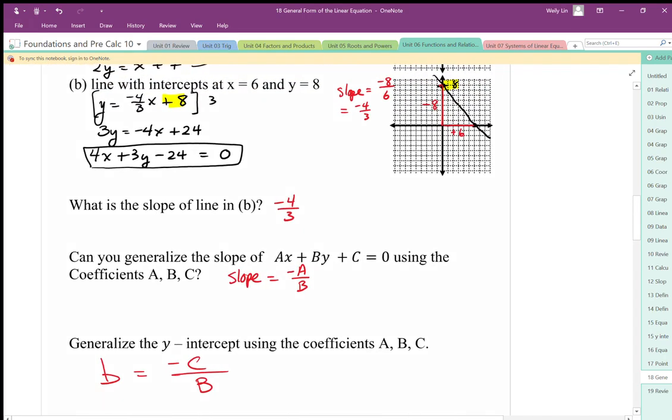So if I take a look at this one, my y-intercept is 8. If I take negative 24 divided by 3, so negative c divided by b is going to give me the correct y-intercept of 8. And just to show that, it's going to be negative 24 divided by b, which is 3, gives me my y-intercept of 8.